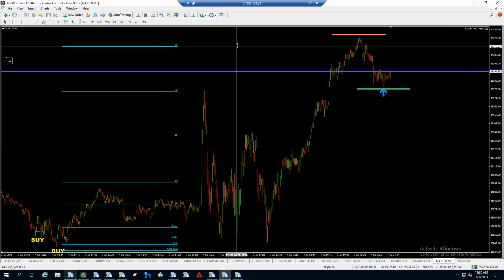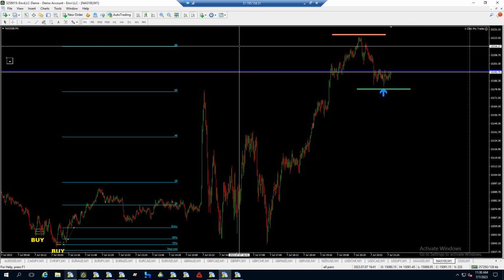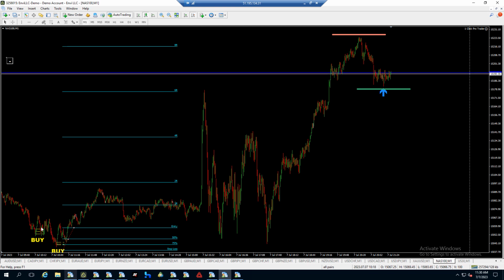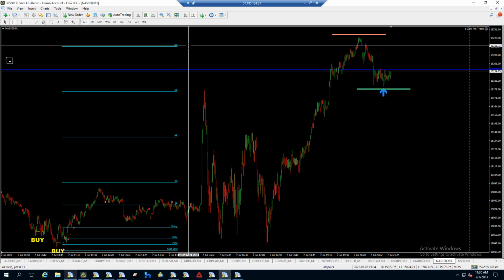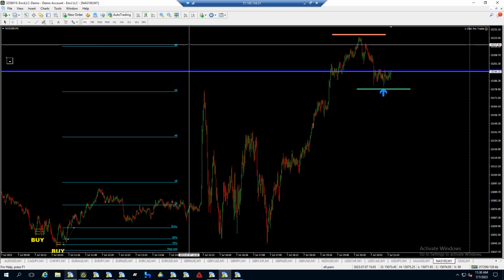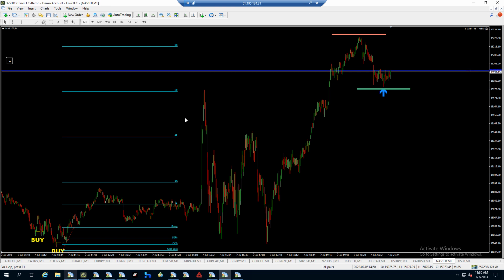So this is an 8R trade, meaning that if you're risking 1%, you would have made 8% here. Minus the 1% from the previous signal, you would have made a net total of 7%, which is incredible, right? Amazing, right? Let's look at another example here.